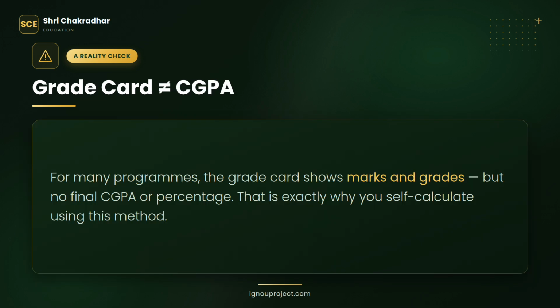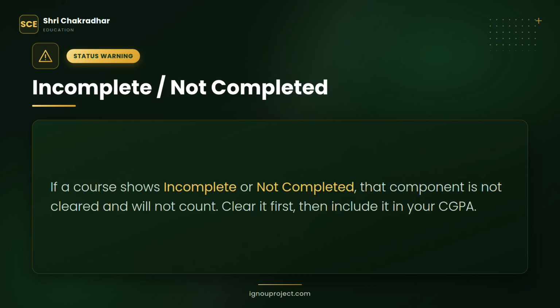Now, an important reality about the grade card. For many programs, your grade card shows your marks and your letter grades, but it does not print a final CGPA or a percentage. That is precisely why you calculate the CGPA yourself, using the steps in this video. If your grade card shows a course as incomplete or not completed, it means you have not yet cleared that component, and it will not count until you do. Clear it first, then include it in your CGPA.